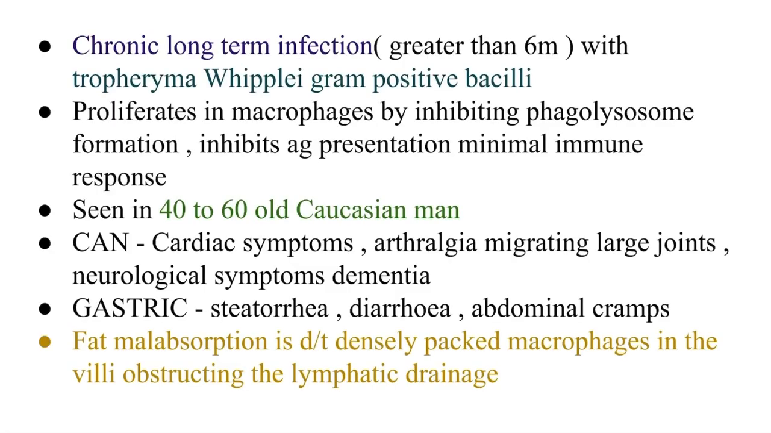Whipple's disease is a chronic long-term infection caused by Tropheryma whipplei, a gram-positive bacillus. It proliferates in the macrophages. Remember this word, macrophages: this bacillus proliferates in the macrophages, so macrophages are affected here. It also inhibits phagolysosome formation.